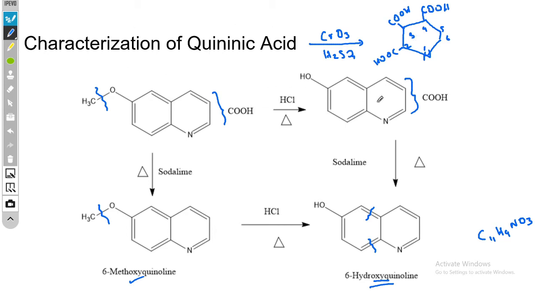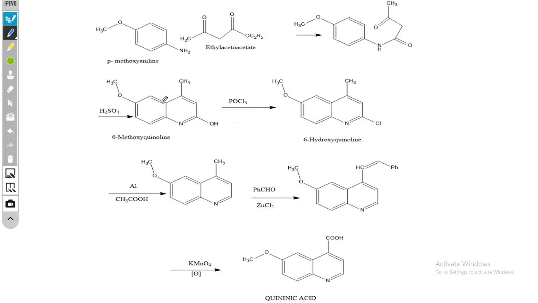So we can conclude that the structure of quininic acid may be like this. That is, this COOH will be attached here. Okay, this is the structure of quininic acid. The structure of quininic acid is confirmed by its synthesis. So the precursors are para-methoxyaniline and ethyl acetoacetate.